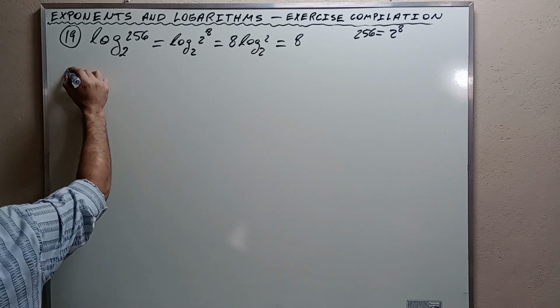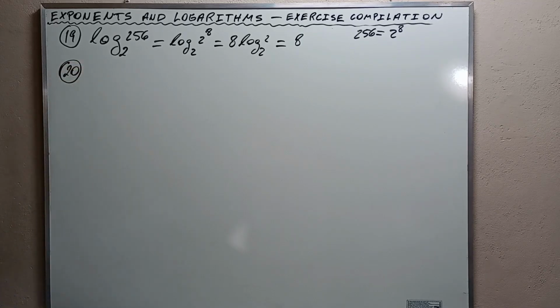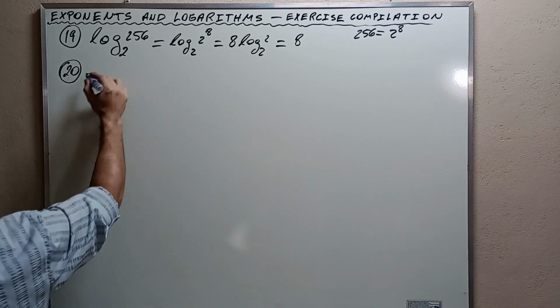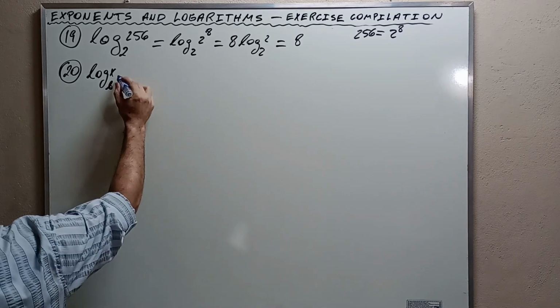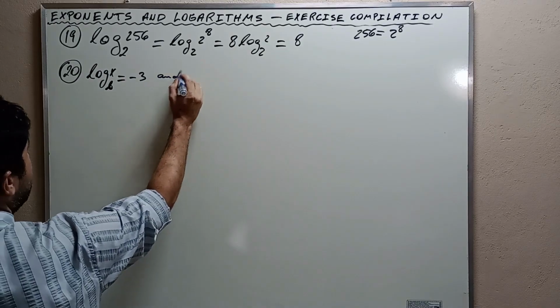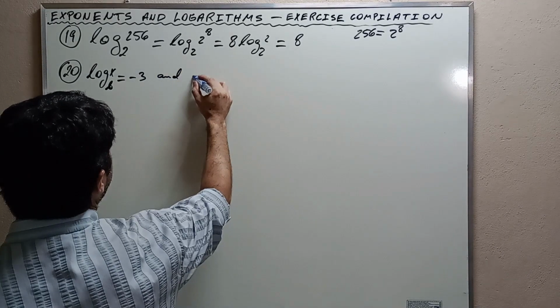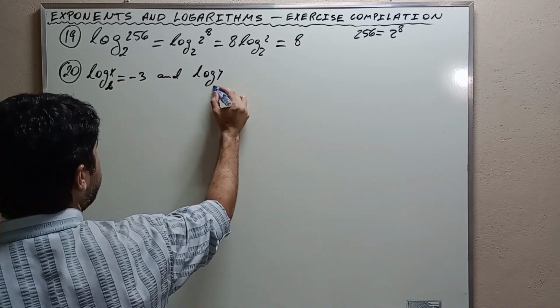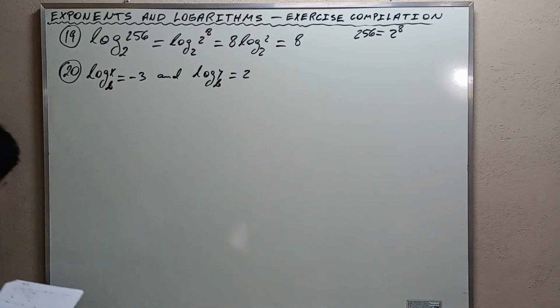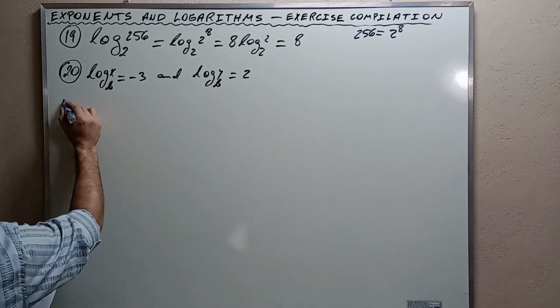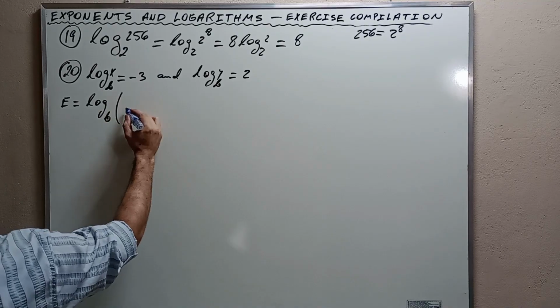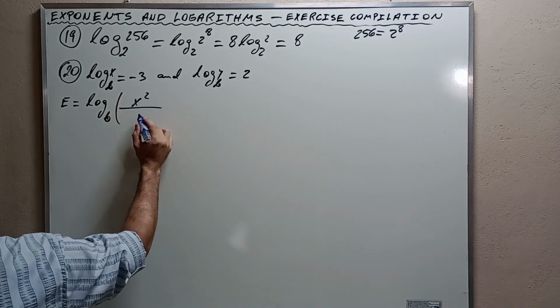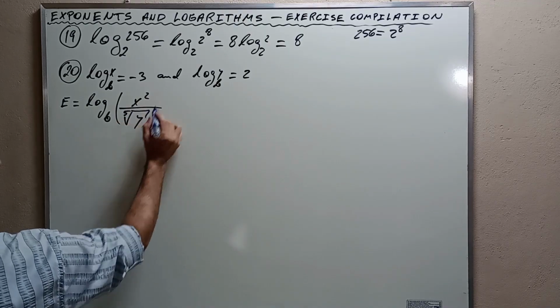Exercise 20. If the logarithm of x base b is equal to -3, and if the logarithm of y base b is equal to 2, calculate the value of e, where e is equal to the logarithm base b of x squared divided by the 5th root of y. Okay?